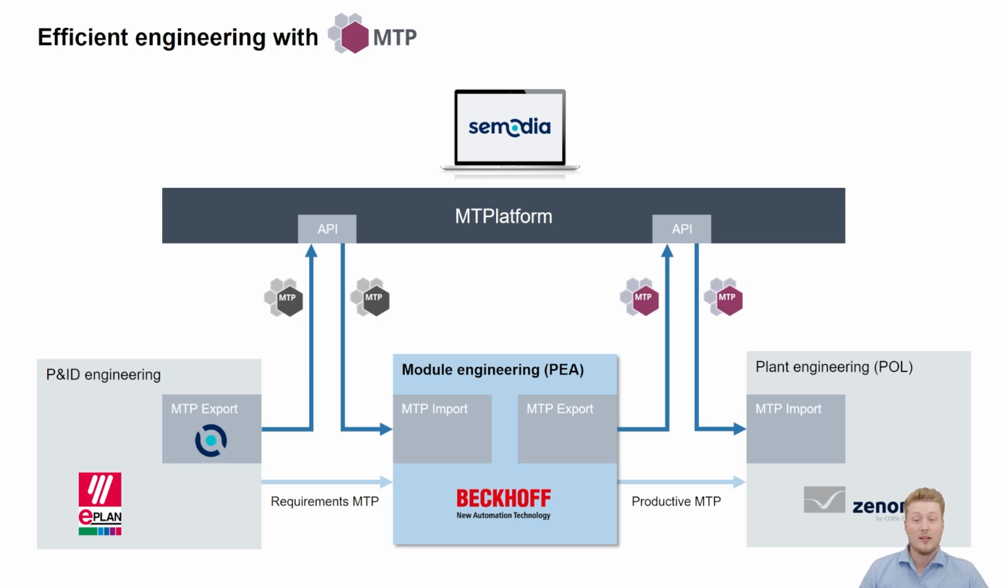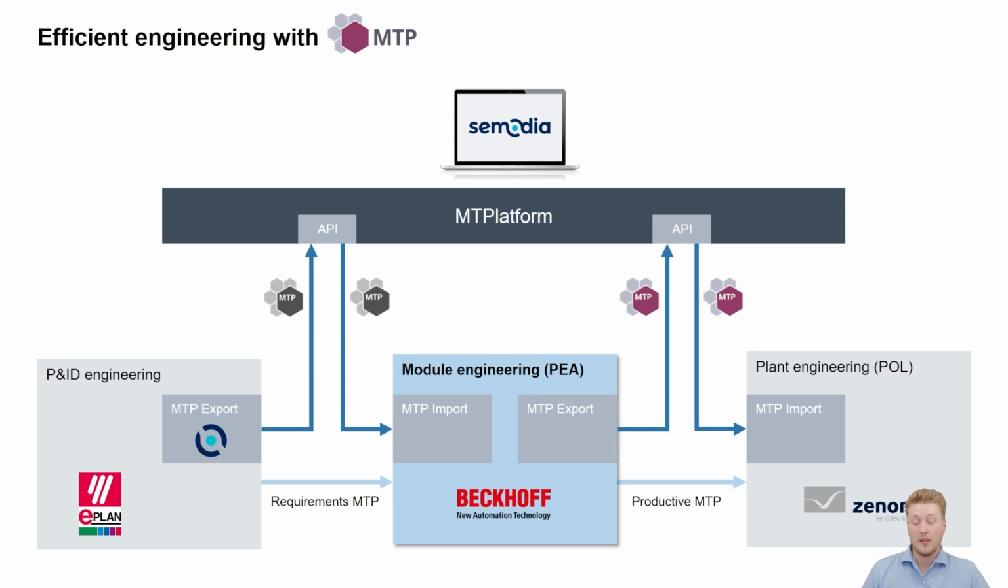We created the PNID in ePlan, we then exported it, the requirement MTP containing the module structure, to the MT platform, and now in the next step we will download it from there again into the module engineering tool, our TwinCAD MTP, and complete the MTP file.